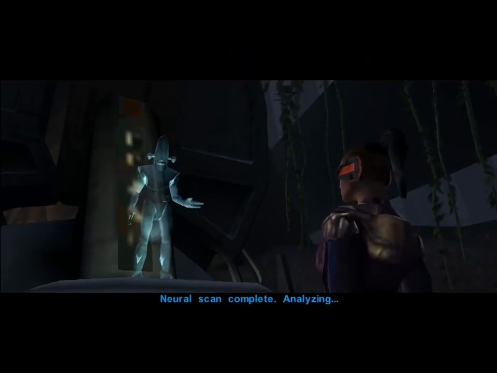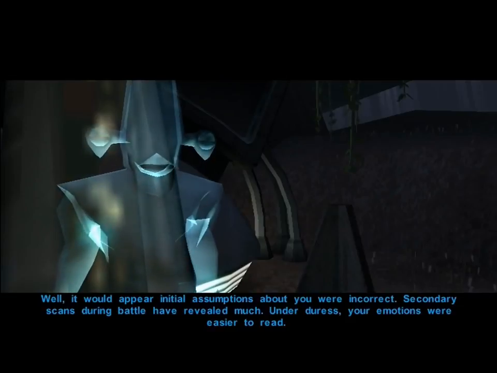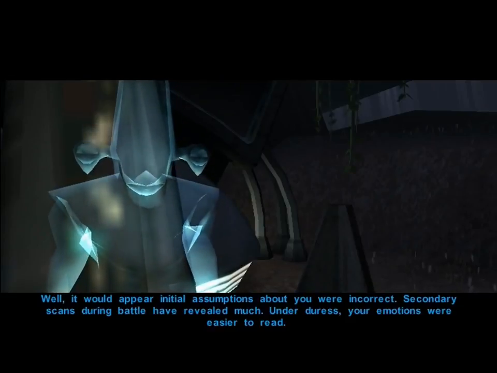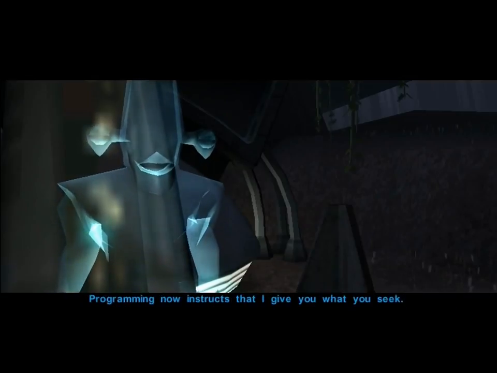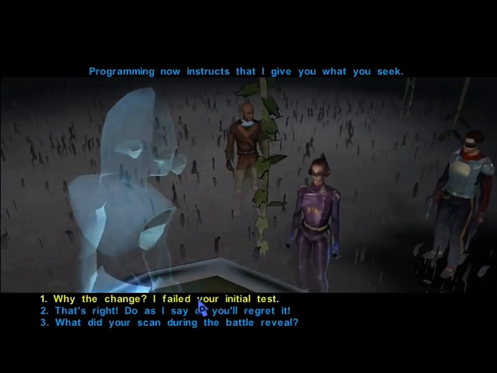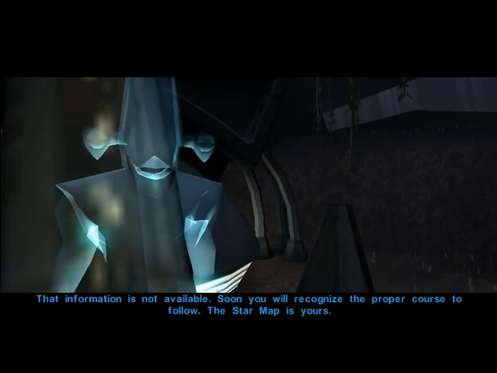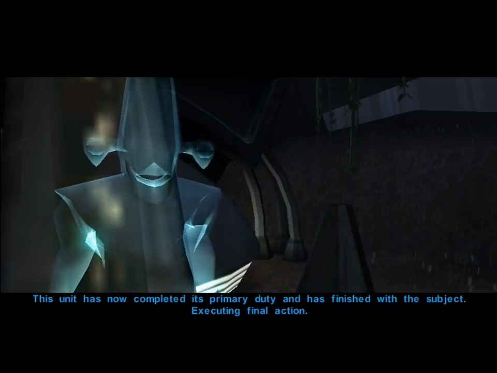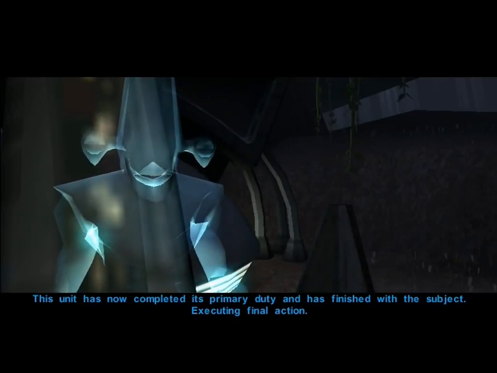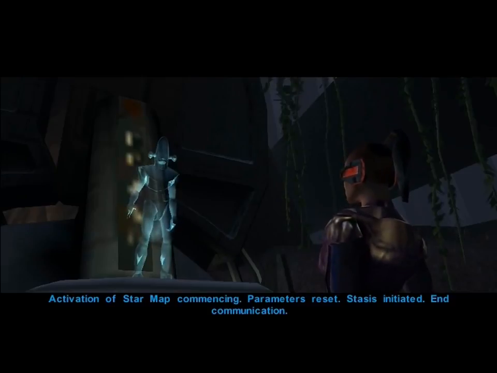Neural scan complete. Analyzing. Well, it would appear initial assumptions about you were incorrect. Secondary scans during battle have revealed much. Under duress, your emotions were easier to read. Programming now instructs that I give you what you seek. Oh, good. Why the change? I failed your initial test. That information is not available. Soon you will recognize the proper course to follow. The star map is yours. This unit has now completed its primary duty and has finished with the subject. Executing final action. Activation of star map commencing. Parameters reset. Stasis initiated. And communication.